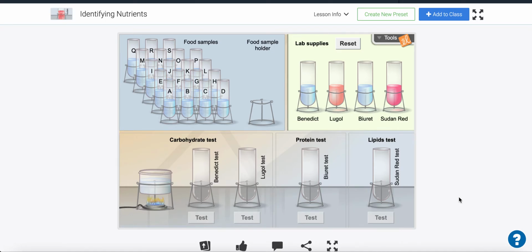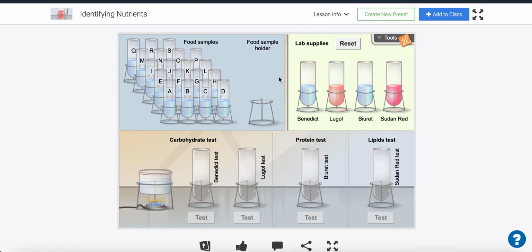We're doing macromolecules, identifying them, and we can see across the bottom we have 4 different tests. So we have a test for carbohydrates with 2 different tests we can do. We have a test for proteins, and we have a test for lipids. So if we look down to the Gizmo warm-up, have you ever wondered what is in your food? Scientists use a variety of tests to determine the nutritional content of food. You will learn 4 of those tests with the identifying nutrients Gizmo.